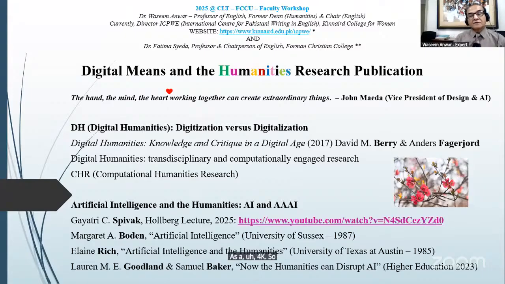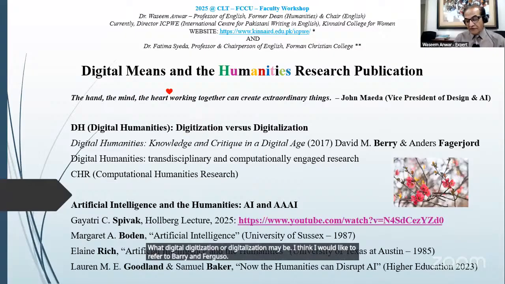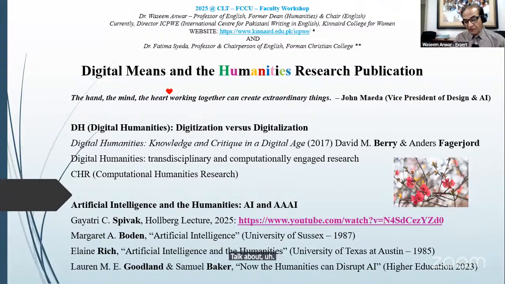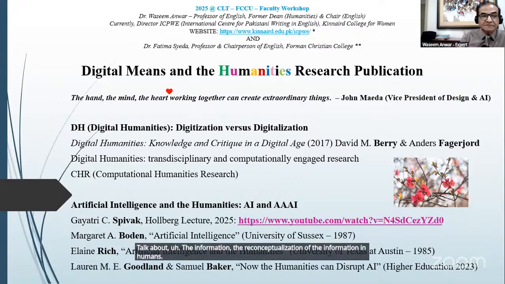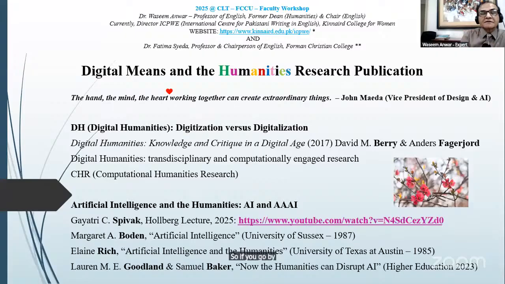So without further details regarding what digitization or digitalization may be, I would like to refer to Barry and Fagot-George, who talk about the reconceptualization of information in humanities. If you go by this quote on the top, the hand, the mind, the heart working together can create extraordinary things. And that is what humanities does. It creates extraordinary things.